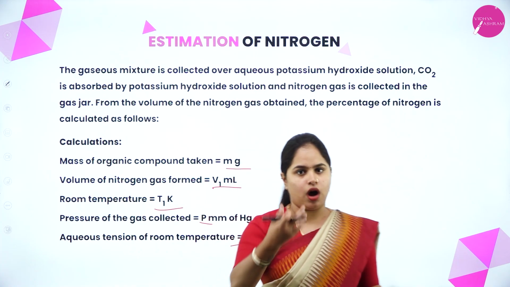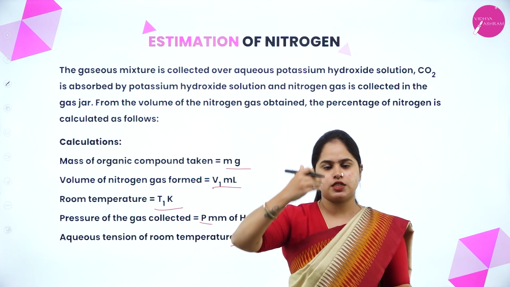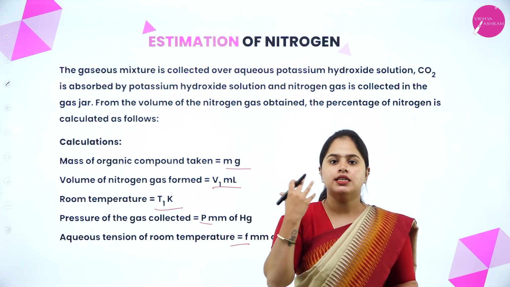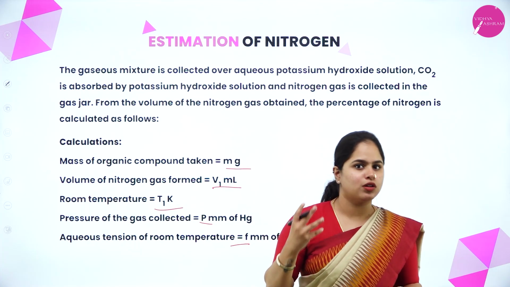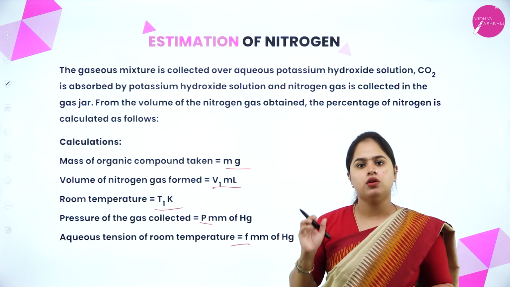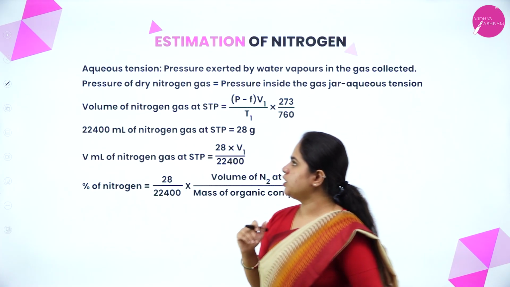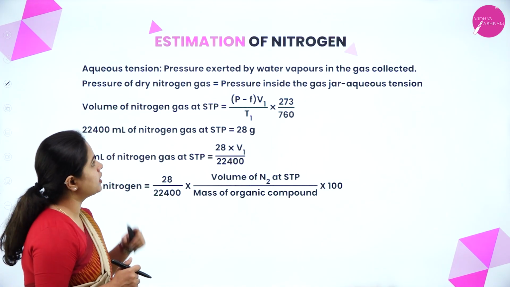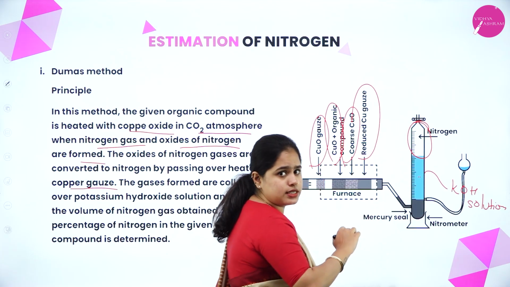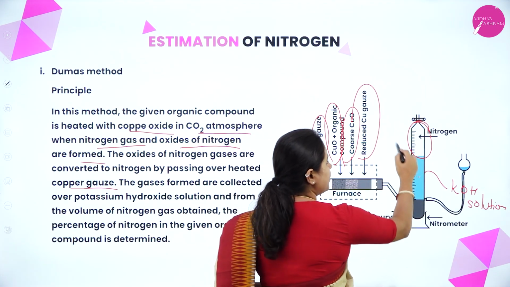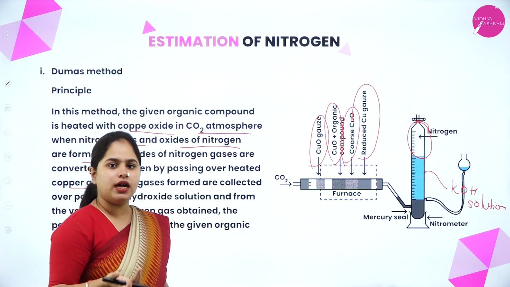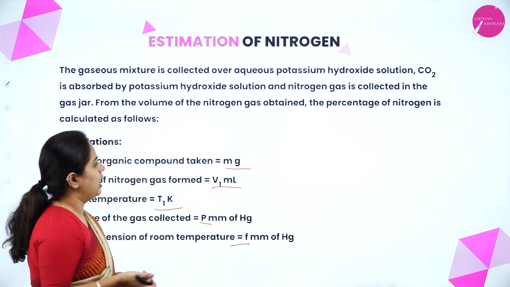As in the apparatus you saw, above the potassium hydroxide solution, nitrogen gas will be accumulated. So as it is over the potassium hydroxide solution, it will also contain some liquid presence, like some water will also be present with the nitrogen gas. Okay, it won't be completely dry. Hence, the aqueous tension also needs to be considered, right? So now continuing with the part, aqueous tension is the pressure exerted by water vapor in the gas collected. So as you can see in this apparatus, yes, nitrogen will be collected here, and there will be presence of some water as well. So it is the pressure exerted by the water on the gas, right? So that is aqueous tension. So we have to consider that as well, right?